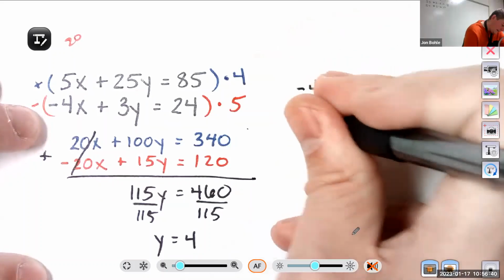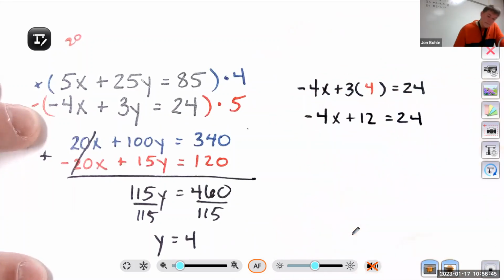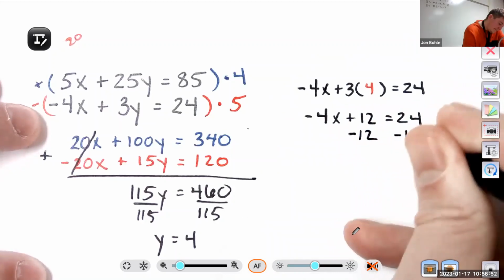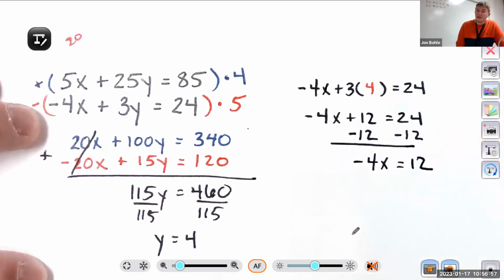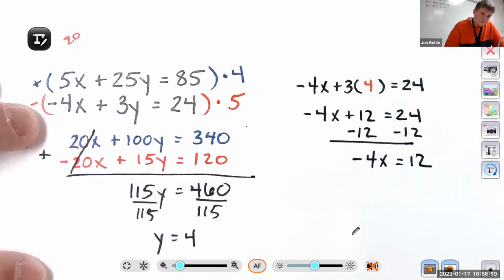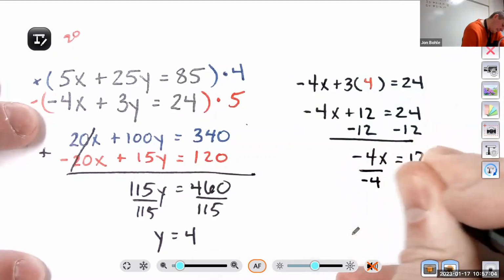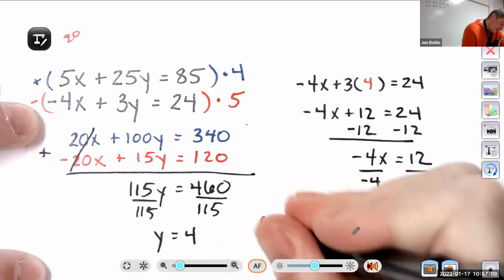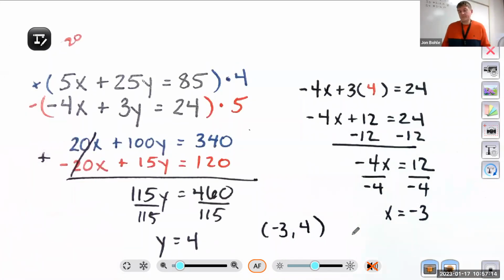Okay, 3 times 4 is 12. I can subtract 12 from each side here. It ends up being 12 again. And then divide by -4. Answer: -3, comma, 4. All right.